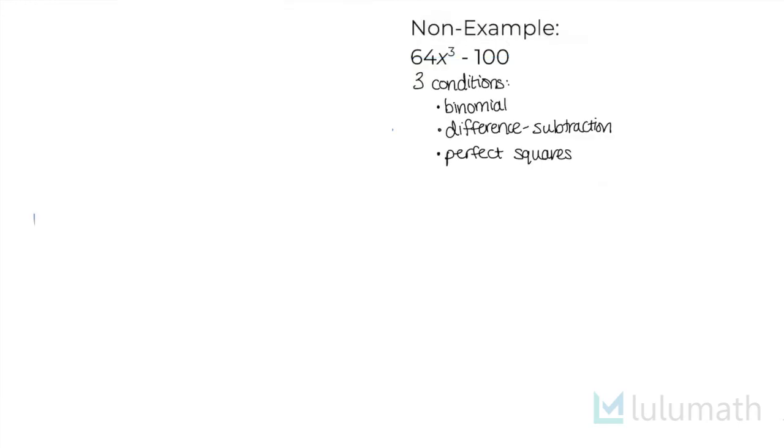Our last non-example that we have is 64x to the power of 3 minus 100. So let's look at all of our conditions. Our first condition is we have to have a binomial. And we do have a binomial. We have 2 different terms. Our second condition is we have to have a difference. We have to have subtraction, which we do have, okay? But our last condition says that we have to have perfect squares.